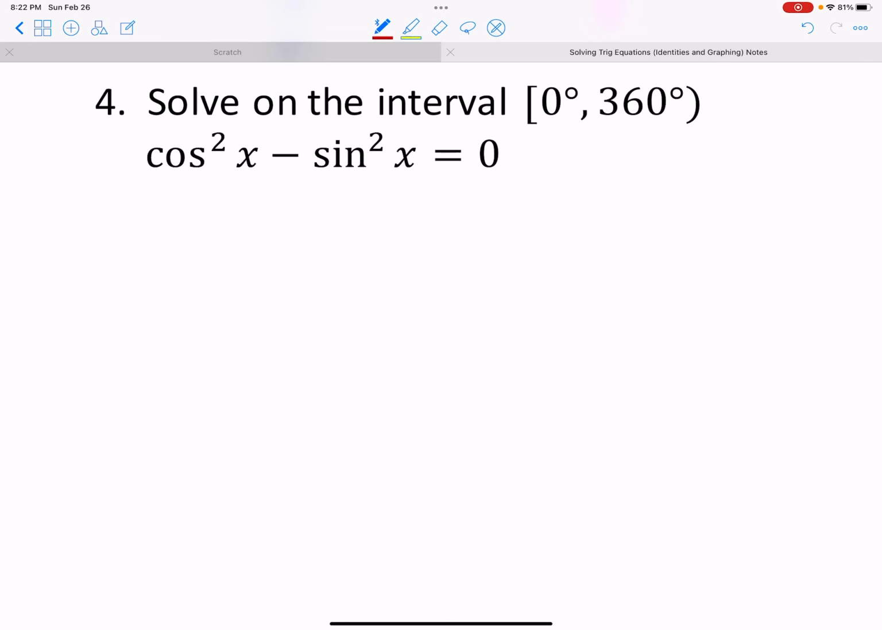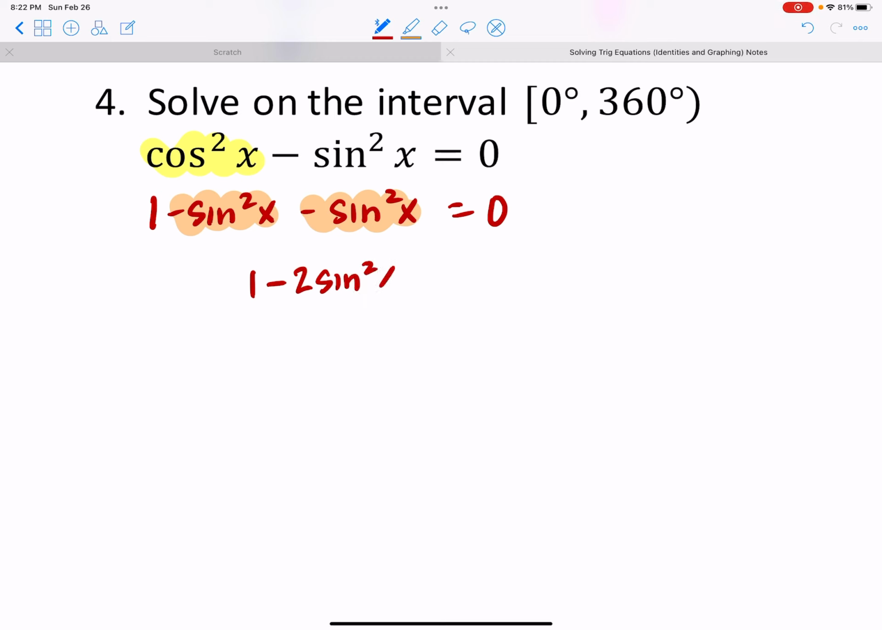So we can either get this in terms of cosine or get this in terms of sine using that Pythagorean identity I used on number 1 and 2. I think I'm going to swap out cosine again, so I don't have to worry about the negative. Cosine squared is 1 minus sine squared, so I'm going to replace cosine squared with 1 minus sine squared. And then I still have this minus sine squared from the original equation equal to 0. And if I combine those like terms, combine my negative sine squared and negative sine squared, then I have 1 minus 2 of those sine squareds equal to 0.